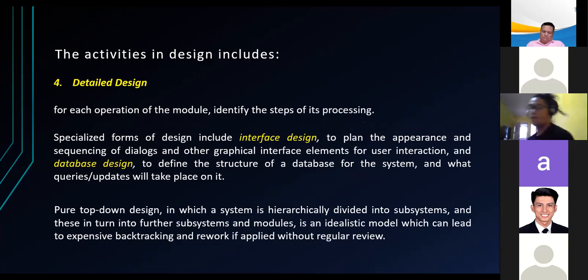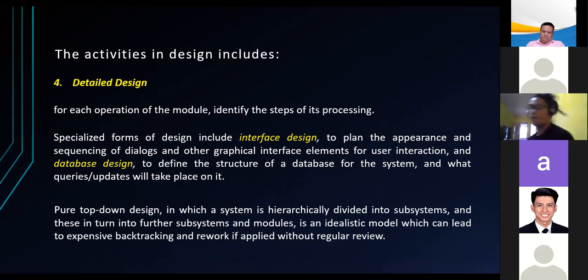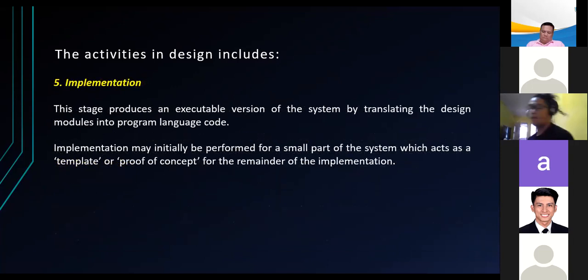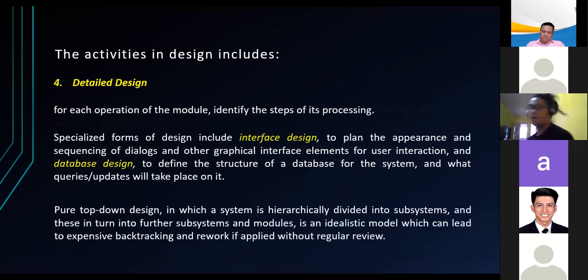Next is the detailed design. For each operation of the module, identify the steps of each processing. Specialized forms of design include interface design. Interface design is to plan the appearance and sequencing of dialogues and other graphical interface elements for the user interaction. And database design is to define the structure of a database for the system and what queries or updates will take place on it.